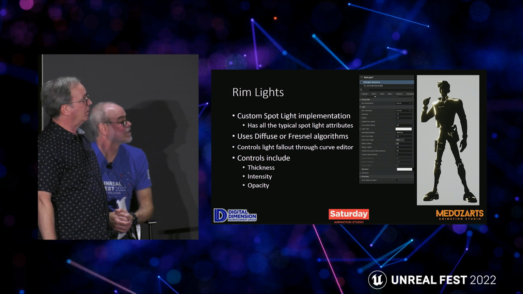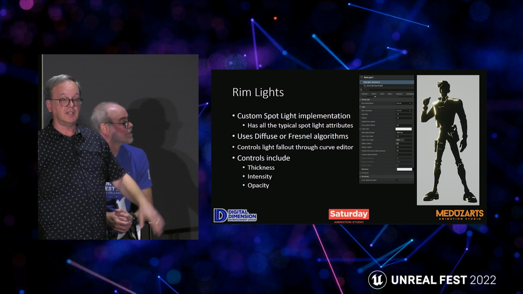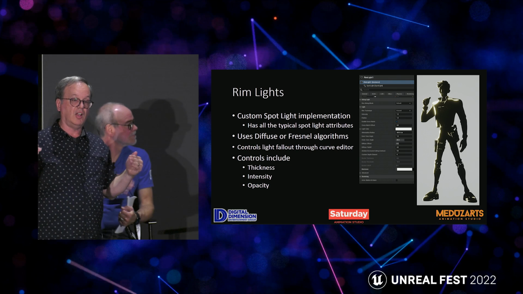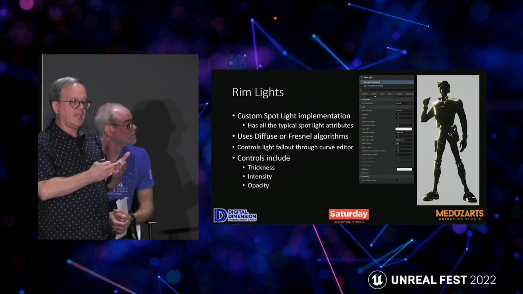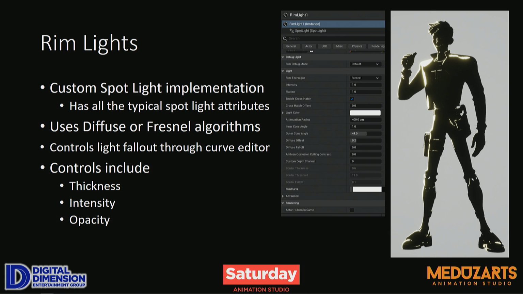We love the curve editor in Unreal. We love the atlas as well, if you know what an atlas is. So we're using the curve editor again to control the light falloff, so we can make it a really hard edge or a really soft edge. But again, it's a question of really flattening that light, really getting rid of the perception of depth as much as possible. So there are controls for the rim light thickness, intensity, opacity. We have our own set of parameters that we can customize with that rim light.